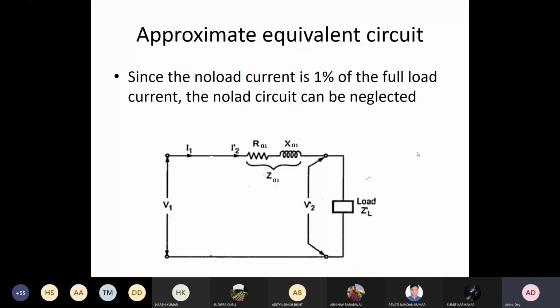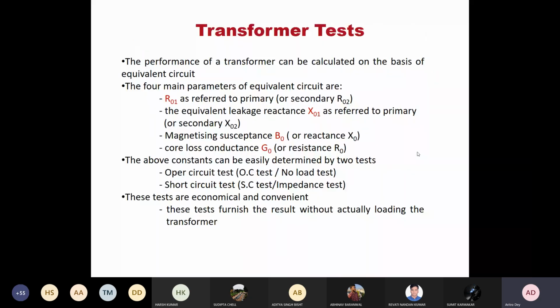So with this, we gradually move towards the transformer tests. Performance of a transformer can be calculated on the basis of the equivalent circuit, and for that we need to find out the four main parameters. What are those? One is R01, which is, sorry, not the core loss component, this is actually the resistance of the coil. X01 is the reactance of the coil, or leakage reactance.